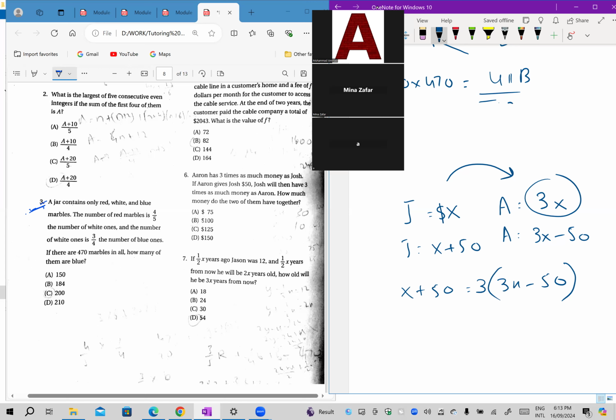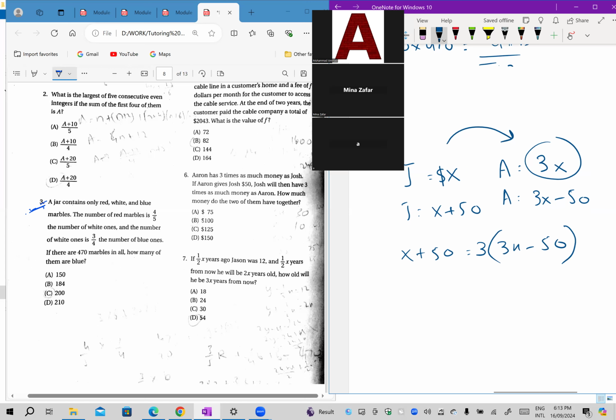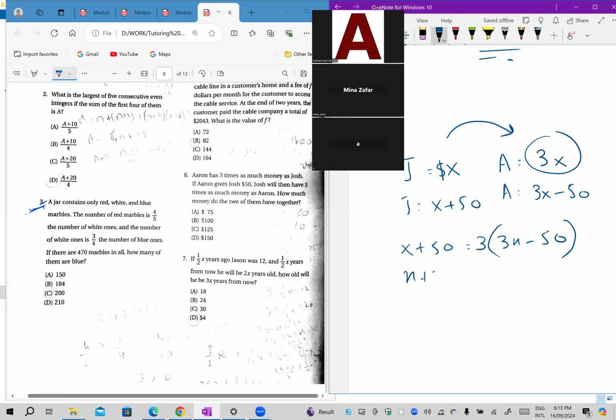So you're going to multiply this expression by 3. And now you can simplify: x plus 50 is equal to 9x minus 25, so x is 25. Answer is 25x, so is it 25x? Okay, ठीक है.